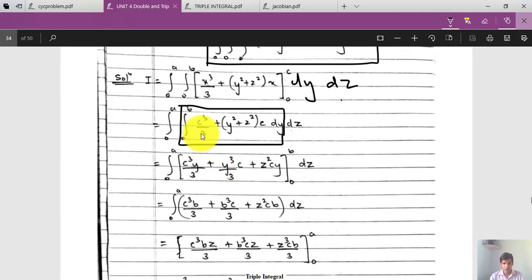So here it is, integration of 1 is y, so I am writing c cube by y plus y cube. This c I will multiply over here, fine. So it becomes y, and this is y square, the integral is y cube by 3, and c plus z square c into y over the limit 0 to b, right?